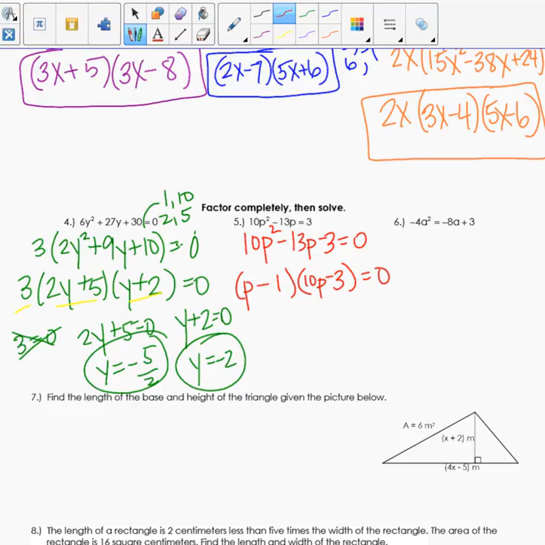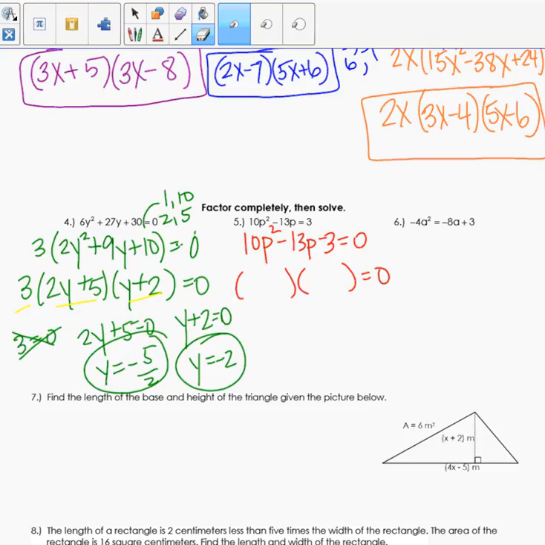P times 10p is 10p squared. Negative 3p minus 10p is negative 13p. So it all looks great, but then negative 1 times negative 3 is a positive 3, and we want it to be negative. So I got to go back to the drawing board there.